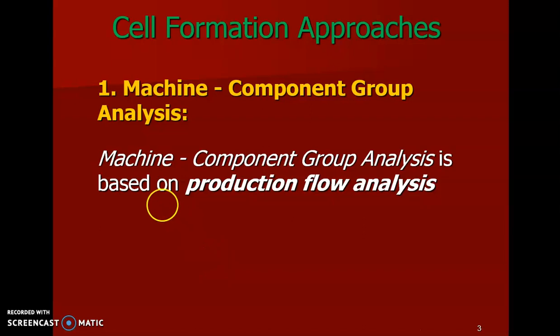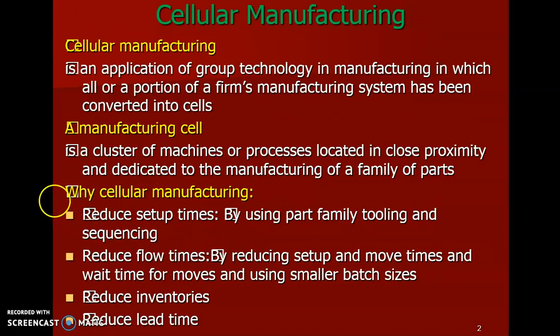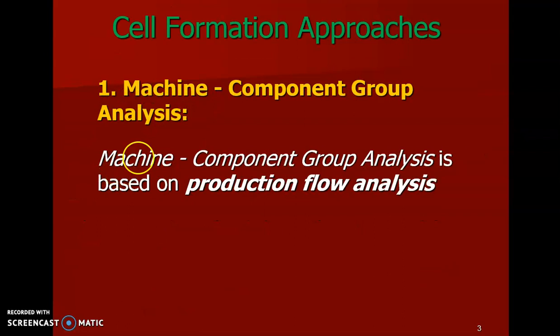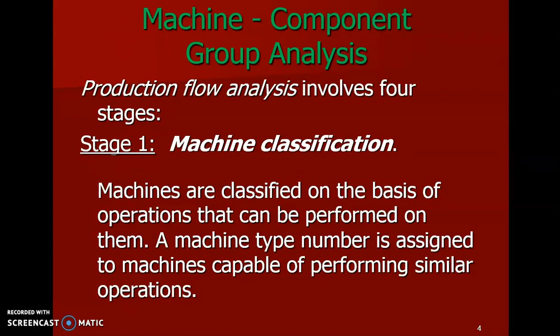In order to develop the machine cell, it can be done by means of the cell formation approach. The cell formation approach can be done by means of machine component group analysis. This machine component group analysis is based on production flow analysis, that is PFA. This production flow analysis involves 4 different steps.